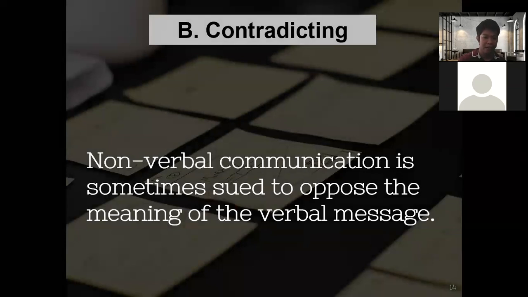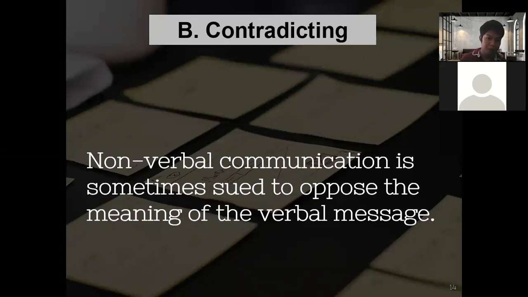Next one is contradicting. Nonverbal communication is sometimes used to oppose the meaning of the verbal message. So it's not that you can only use nonverbal communication when you agree, when you complement, but you can actually use it when you contradict other people, which means that you can use nonverbal communication when you express disagreement with other people.